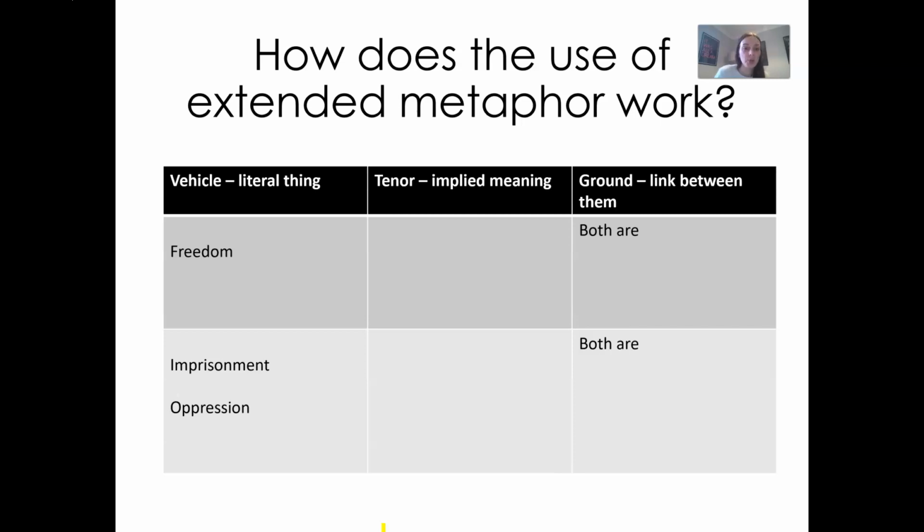So I want to know, if those are the vehicle, what would be the tenor? What are the symbols used in the poem to represent ideas of freedom and oppression? Can you copy down this table and fill in the vehicle and the tenor column, please? Do that now.